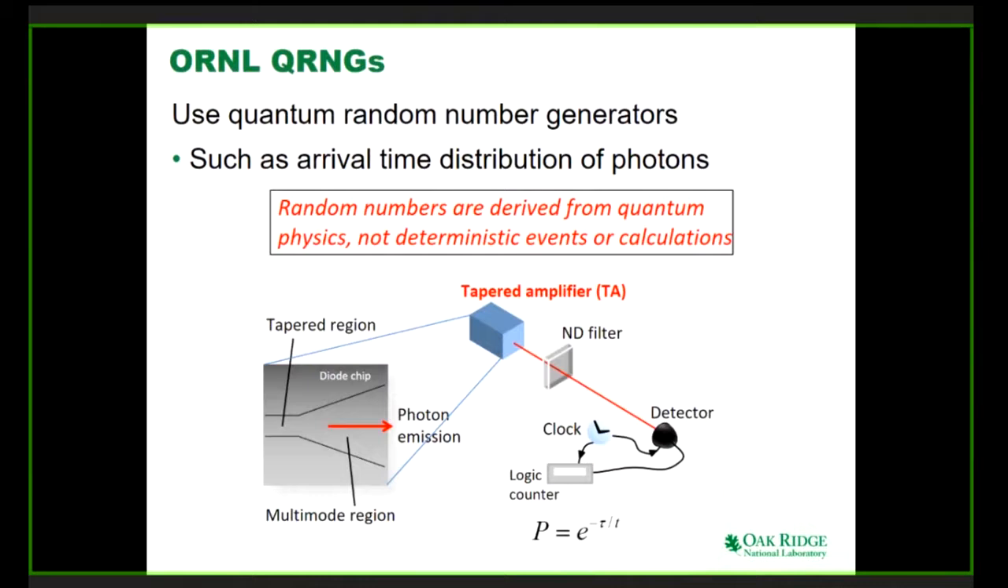This one is interesting because it uses the arrival time of photons at a detector as a random variable. If you look over here, this is what's called a tapered diode. It turns out that electron hole pairs, you can force them to combine at a diode, right? That's when you forward bias a diode in electronics, current flows.